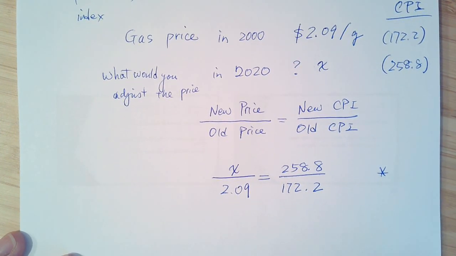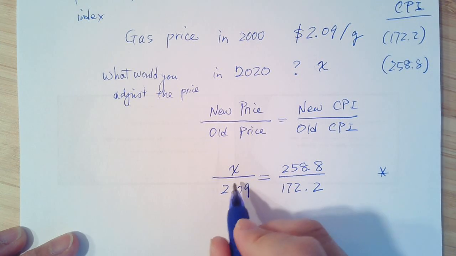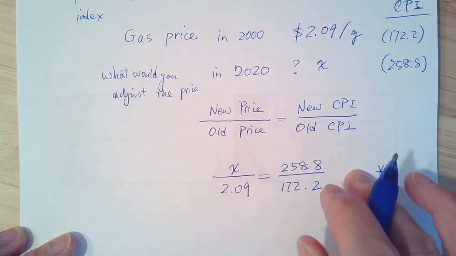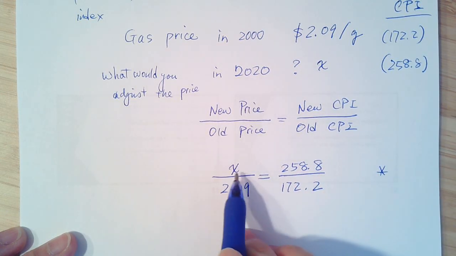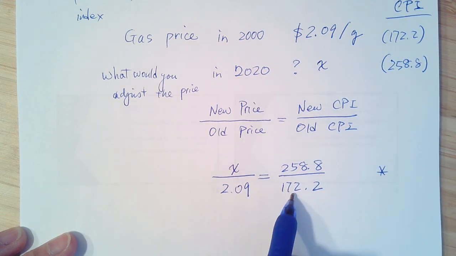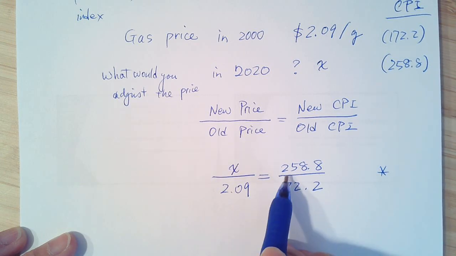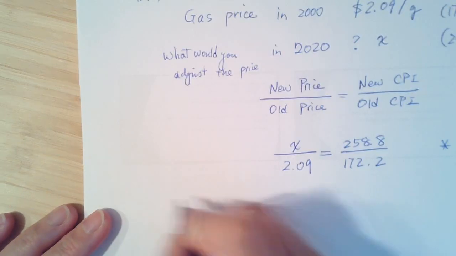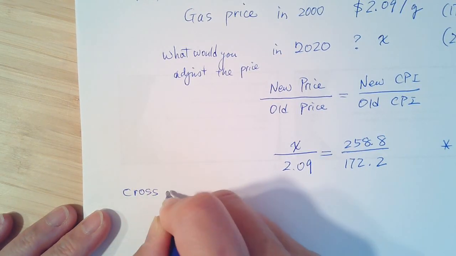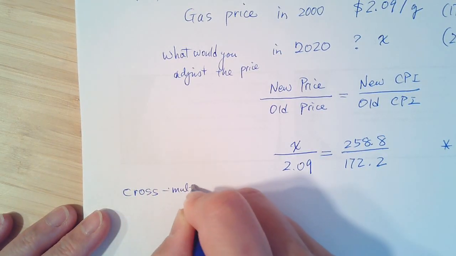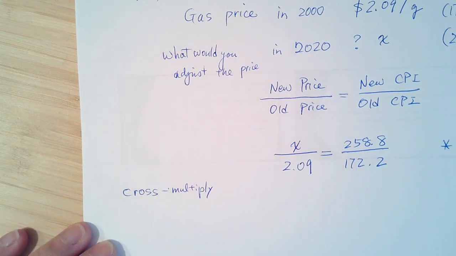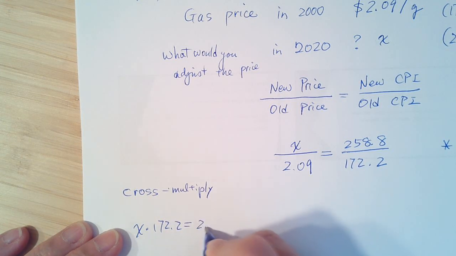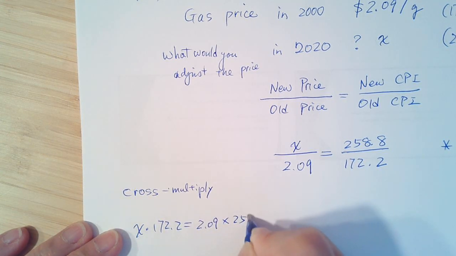And next, you're going to cross multiply, right? In order to solve for this X, you can either multiply by 2.09 on both sides, or you do cross multiply, which is X times 172.2 equals 2.09 times 258.8. Let me write it. You can cross multiply. Then you get X times 172.2 equals 2.09 times 258.8.